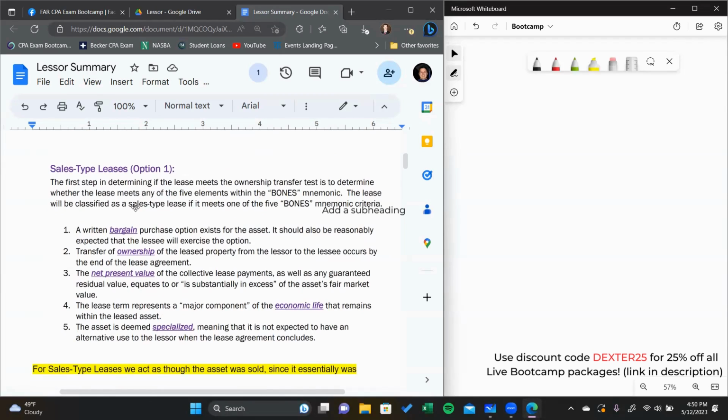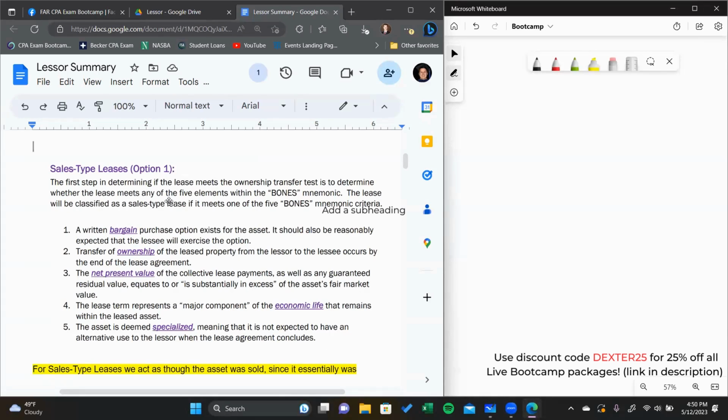Now, for a sales type lease, to determine if the criteria have been met for this, we once again look at the Bones criteria. So if there's a bargain purchase option, if ownership transfers, if the net present value is greater than 90% of the fair market value, if the economic life is greater than 75%, and the asset is specialized, if one of those 5 is met, then we would classify it as a sales type lease.